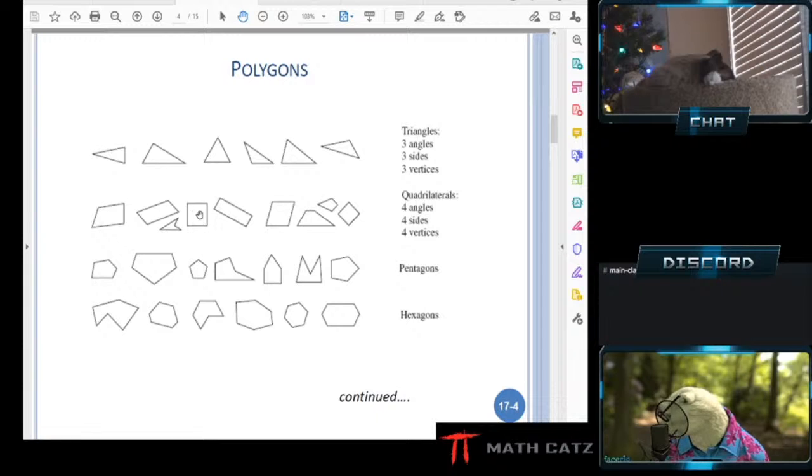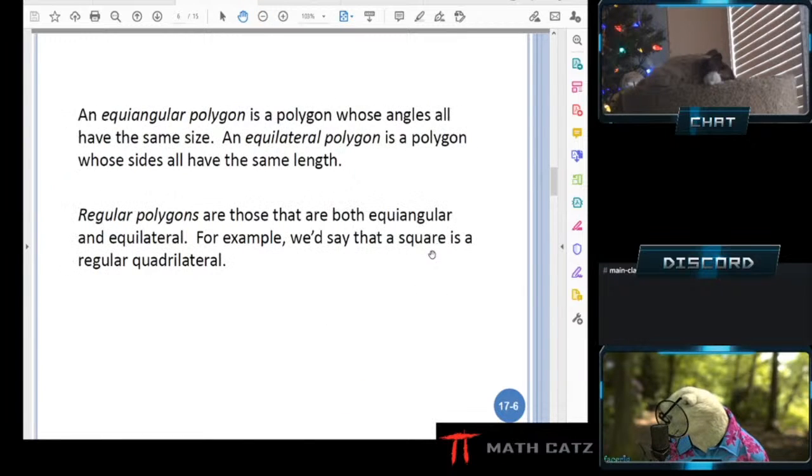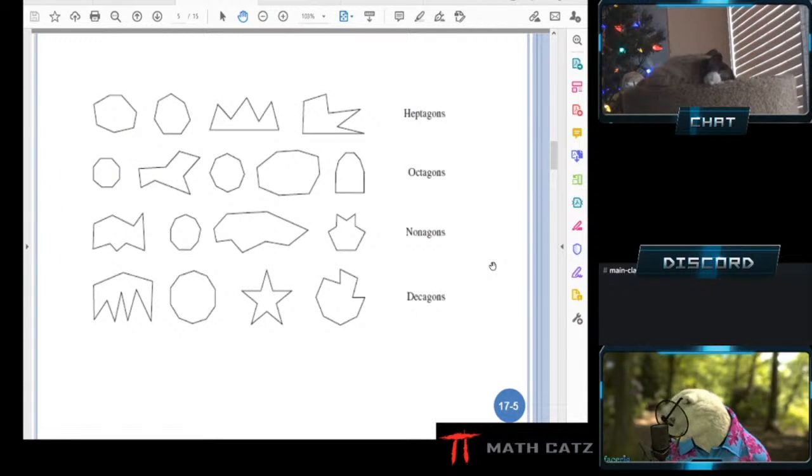This guy over here has the same property, but also the same side lengths. So that's an equilateral quadrilateral. Ooh, that's a mouthful. But for example, here, a square can also be called a regular quadrilateral because it has all angles the same and all sides the same. But who wants to say that every time? So some of these have their own names, like the square, not many.